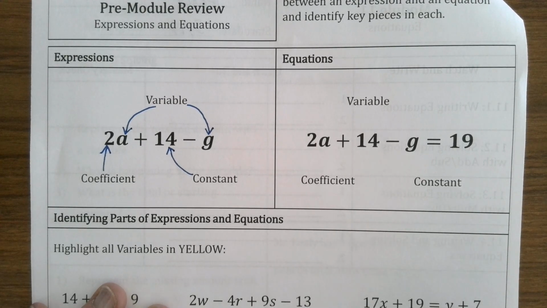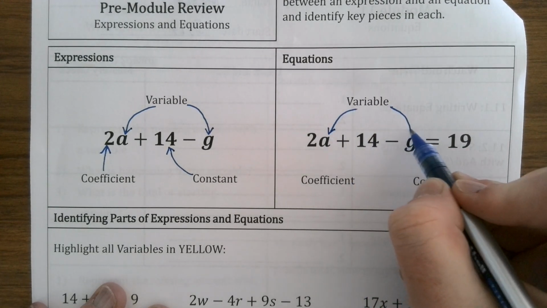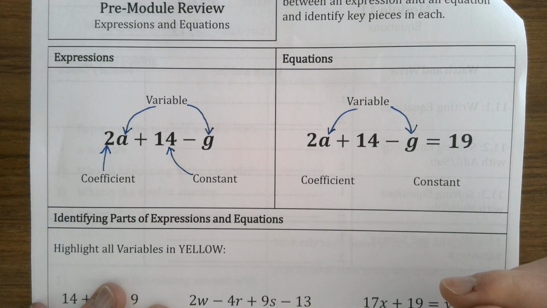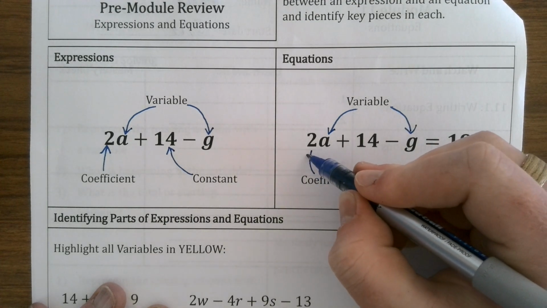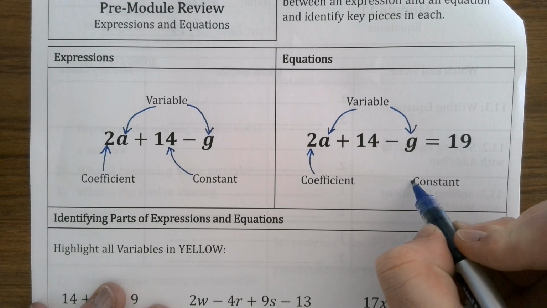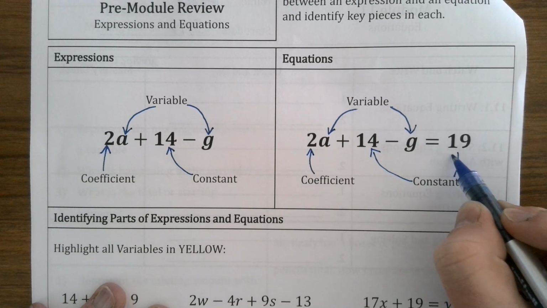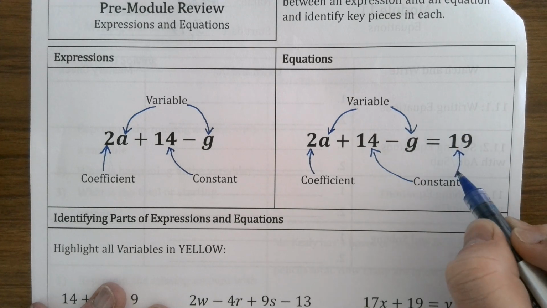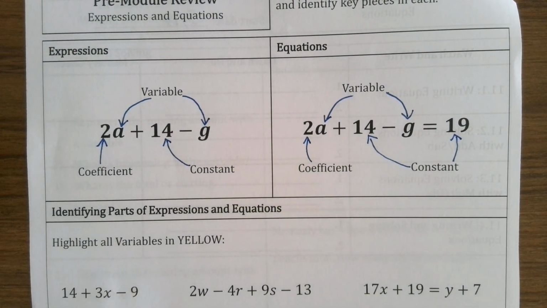Again, we're going to label our pieces. Our variables, we have A and G again. Our coefficient is the number multiplying by a variable, or the number in front of a variable, in this case, 2 times A. And then we have 2 constants. We not only have 14, but 19 is also a constant. Notice there's nothing attached to 19. There's no variable. It's just a number. So constants are just numbers.